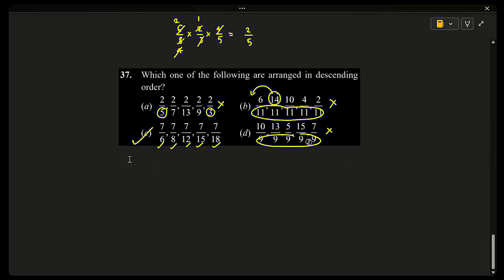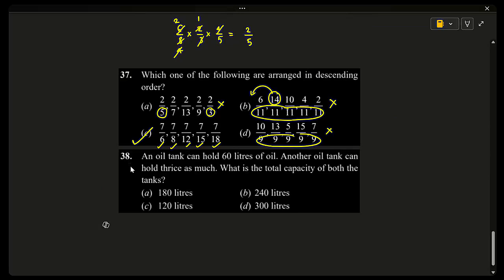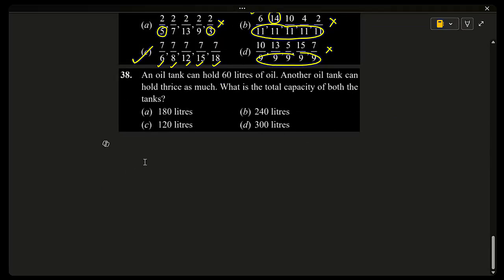38. An oil tank can hold 60 liters of oil. Another oil tank can hold thrice as much. Thrice means 3 times. What is the total capacity of both the tanks? First one it is 60 and the second one can hold thrice. Thrice means 3 times. 60 into 3 is 180. For the total capacity of both of them we have to add, that is 240. That is option B.